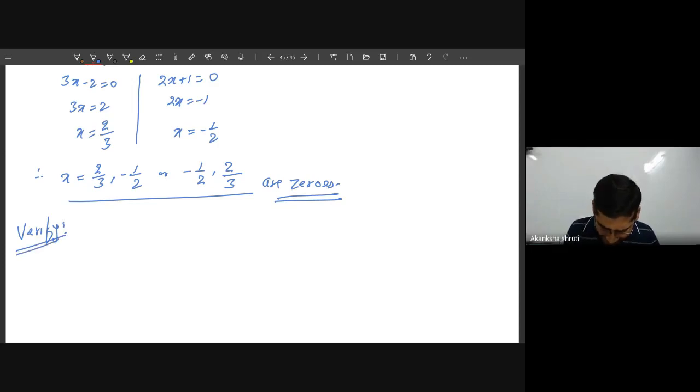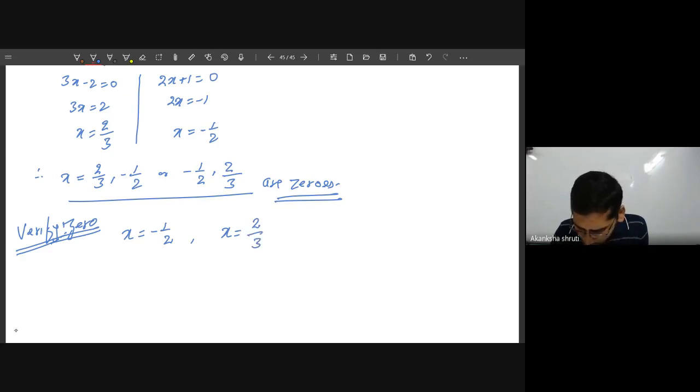So verify this zero or zeros. A student, how we can verify? For that, whatever the x value, say minus 1 by 2, that we have calculated, has to be put. The other x value is also 2 by 3. So these two x values have to be put in p(x). Then if the value of p(x) comes as 0, it will be a zero.